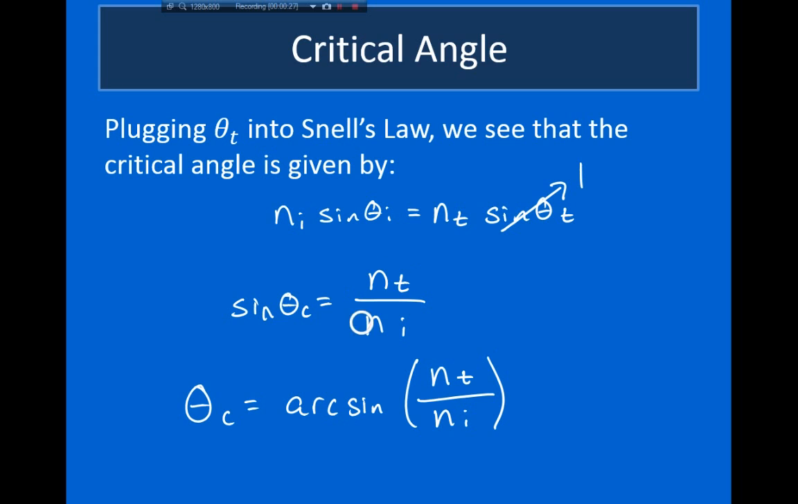And if we look at this ratio over here, if the index of refraction for the transmitted material was greater than the index of refraction for the initial material, then this number over here would be greater than 1. And that's impossible. You can't have sine of any angle equal to something that's greater than 1. So that tells you that the initial material that the light is traveling through has to have an index of refraction that's greater than the index of refraction for the transmitted material. Otherwise, you wouldn't be able to set sine of theta equal to this.